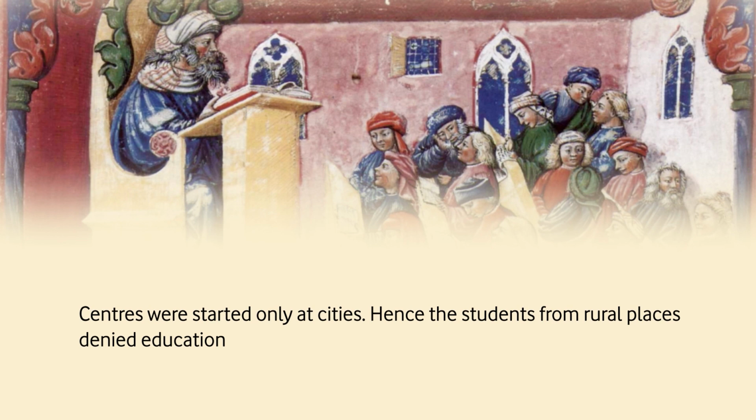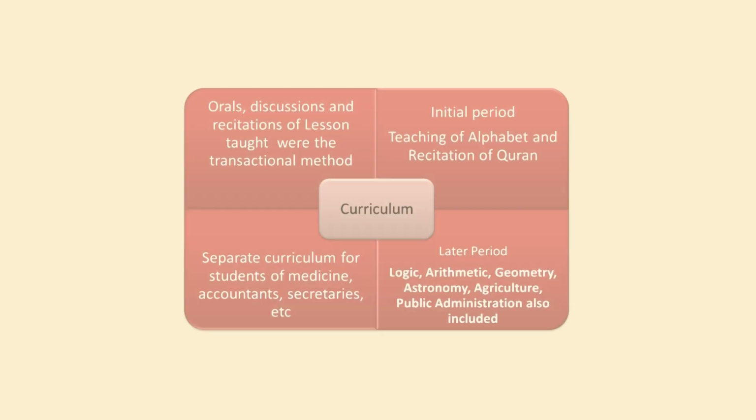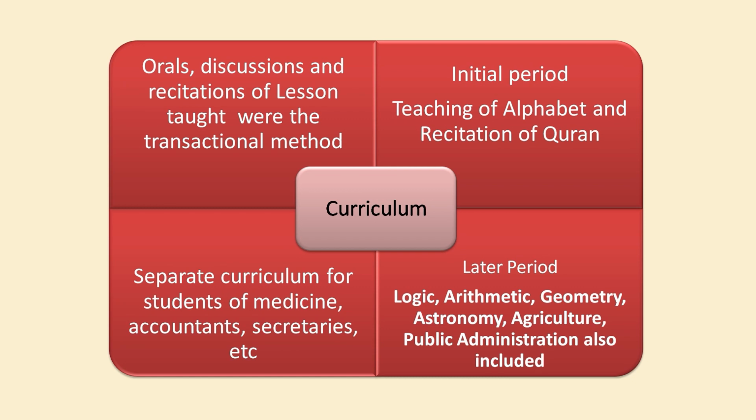And centers were started only in cities. Initially, learning centers were started only in urban areas, and they started many libraries and literary centers only in urban areas. Because of that, people from rural areas and the poor were neglected, and they were not given any education during those periods. If you see the curriculum during that time, oral discussion and recitation of lessons taught were the transactional method, especially the Quran. The oral reading of the Quran was considered important during that period.